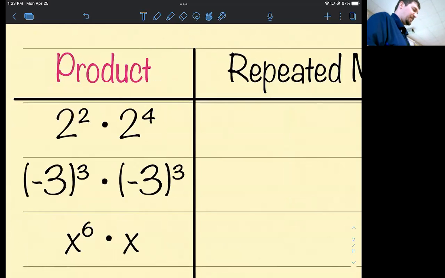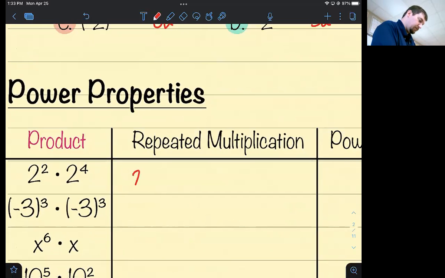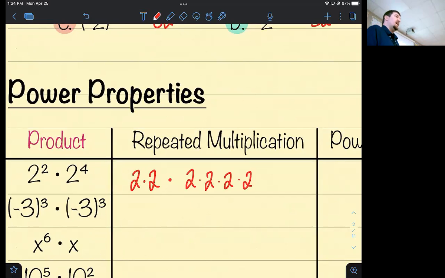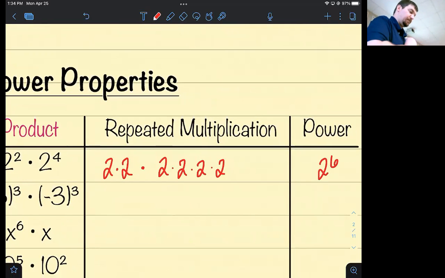Thank you. So the product, 2 to the 2nd times 2 to the 4th. 2 to the 2nd is 2 times 2. 2 to the 4th is 2 times 2 times 2 times 2. Of course, they're being multiplied. How many 2's are being multiplied? Xander? 6. So I could say this is 2 to the 6th power.